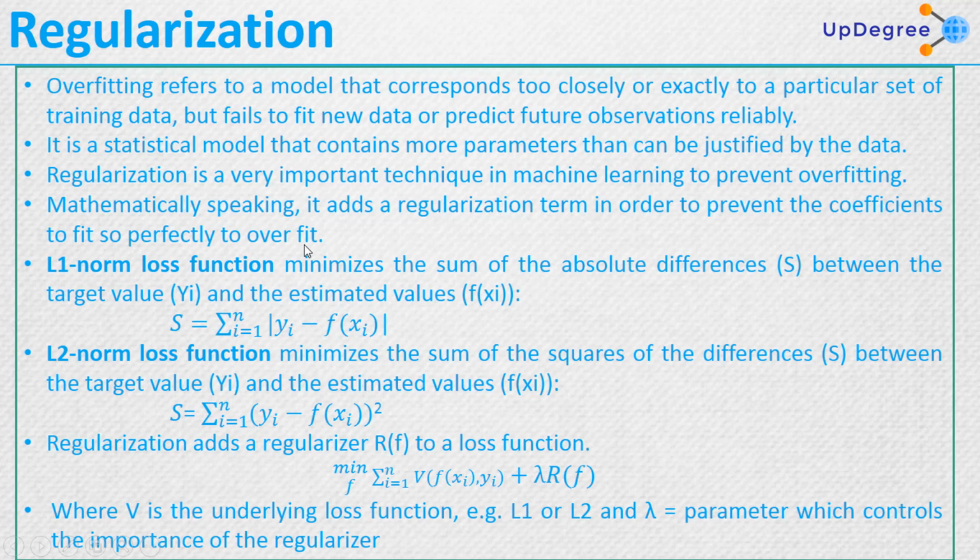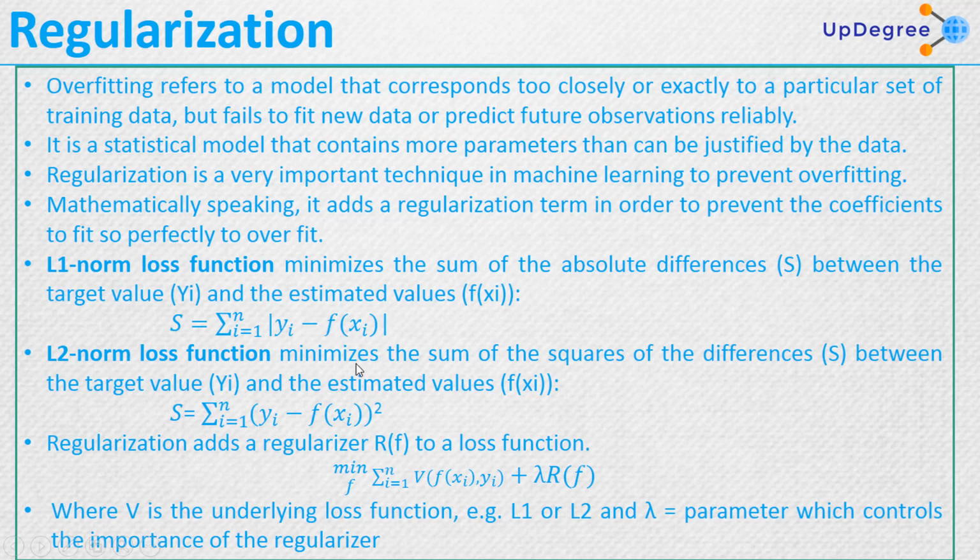So we have two kinds of functions. One is the L1 norm loss function, another one is the L2 norm loss function. The L1 norm loss function minimizes the sum of the absolute differences S between the target value yi and the estimated value f of xi. So here you can find the respective norm loss function. S is equal to sigma, i ranging from 1 to n, absolute value of yi minus f of xi.